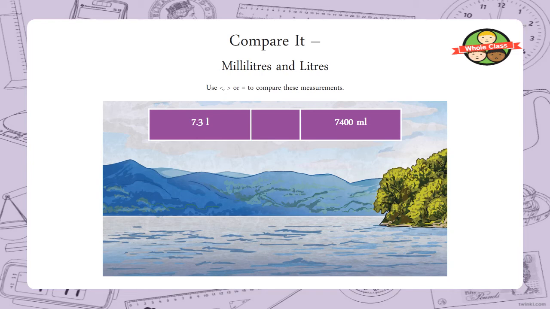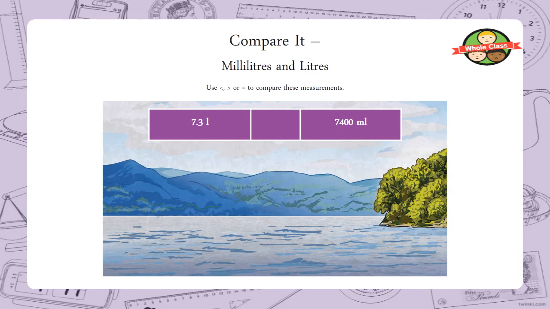Now let us start comparing milliliters and liters. Like we compare length and mass, we will compare capacity. So before I start comparing, I have to write all the measurements in the same unit. So for capacity, who can tell me the units we use to measure capacity? Good, we use milliliters and liters. So I have to make both measurements in the same unit.